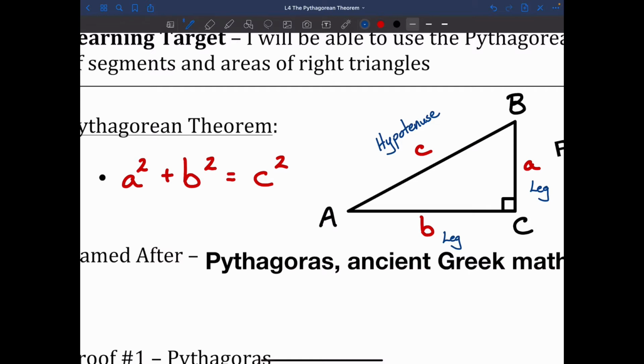If you're ever unsure about which one is the hypotenuse, for one, it's always the longest side of a right triangle. And two, you can always know that it's across from where the right angle is in your right triangle. So if I just travel across from that right angle, I'm going to find that that's the hypotenuse side. Again, this is only for right triangles.